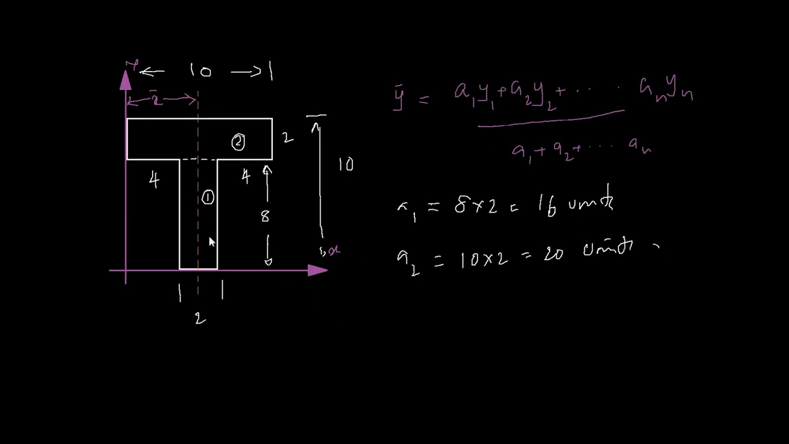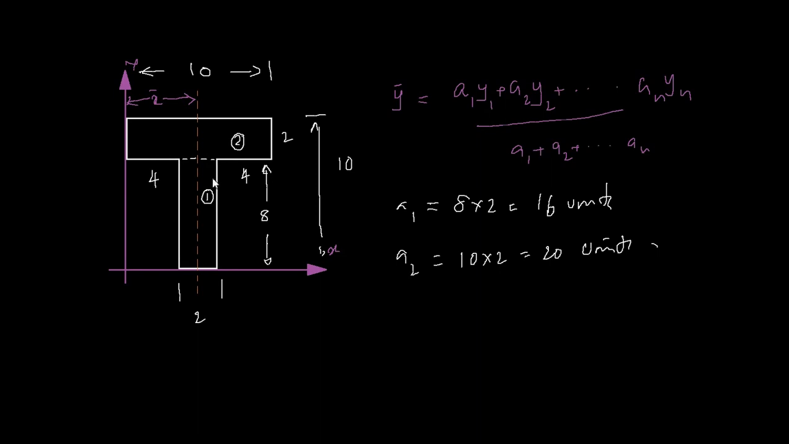Now, how would you calculate Y1 and Y2? Because the shape is symmetrical to both X and Y axis when you consider the first one, the center of gravity of shape 1 will lie at the intersection of the axes, which means a symmetrical axis passes through here. You can see that distance will be half of the total distance. Therefore it is 4, and therefore Y1 is equal to 4.